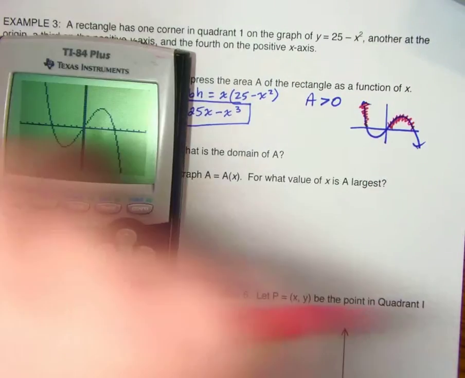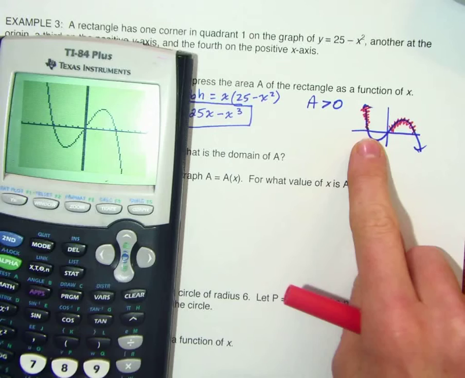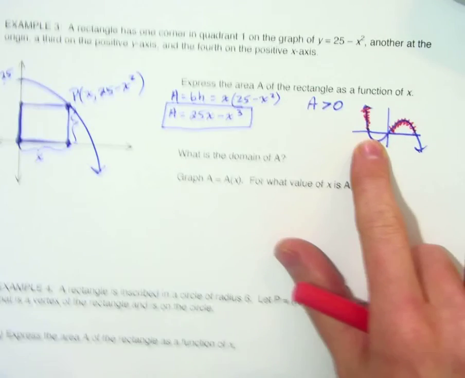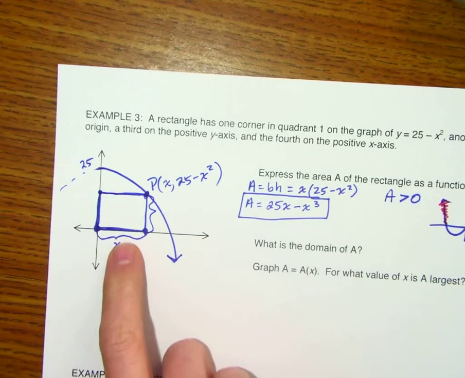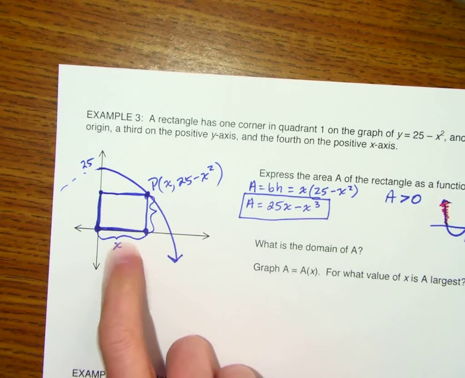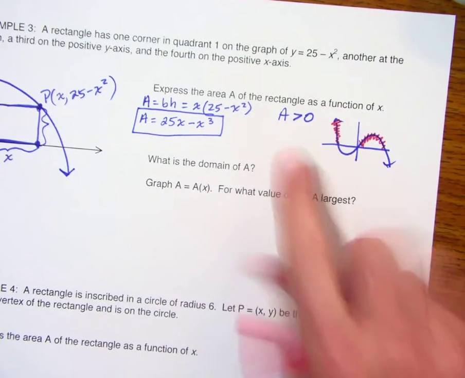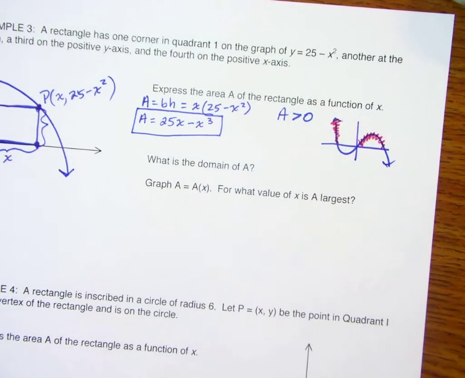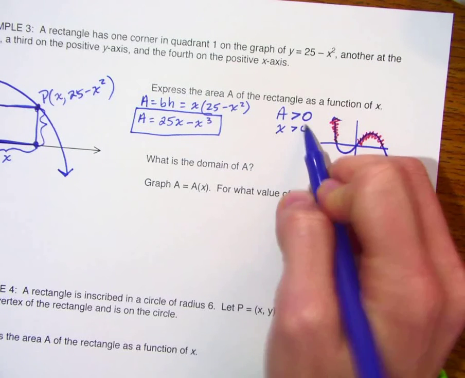It has to deal with the negative x. Here, x is negative, right? But what restrictions did we have on our graph? It has to be in quadrant 1. All right, our rectangle has to be in quadrant 1. We have to have a positive x value for this situation. So therefore, when I look over here, I do need a positive area, but I also need x to be positive as well, all right?